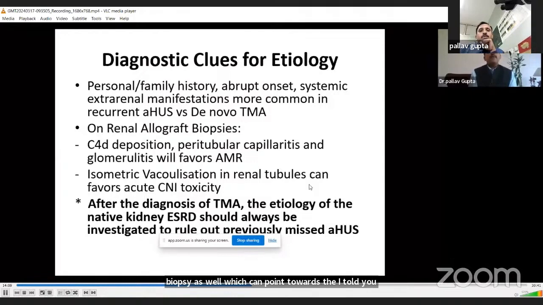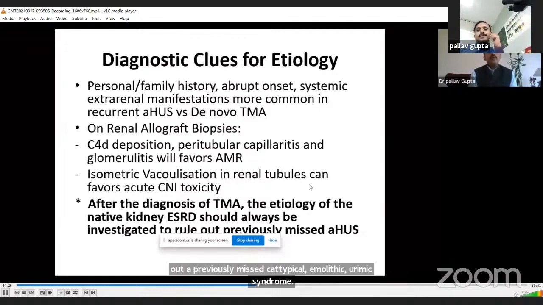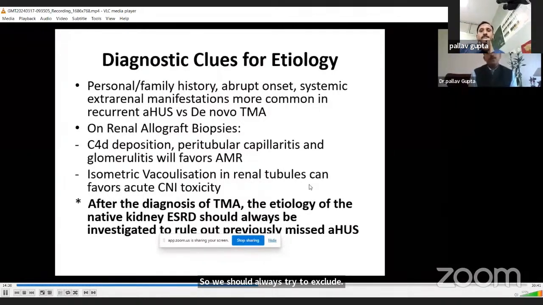Now it is very important that after the diagnosis of TMA is made, the etiology of the native kidney ESRD should always be investigated to rule out a previously missed atypical hemolytic uremic syndrome. So we should always try to exclude atypical hemolytic uremic syndrome which has recurred before considering other possibilities of TMA in the post-transplant setting.